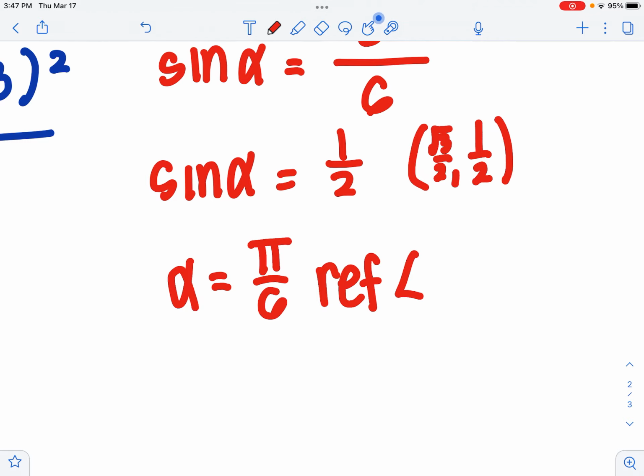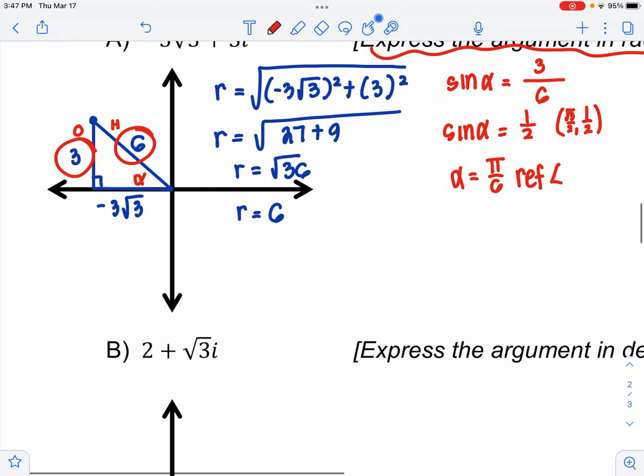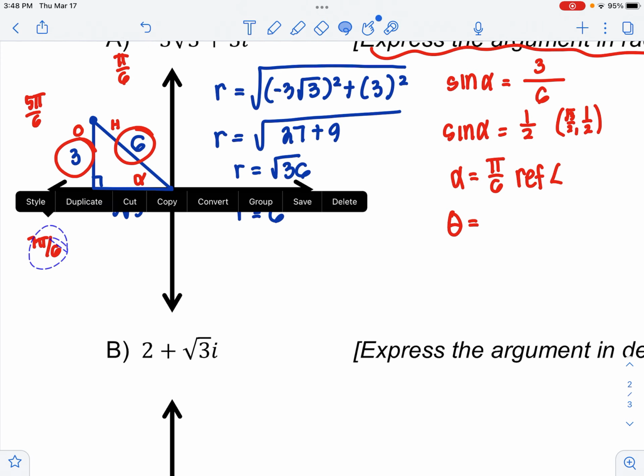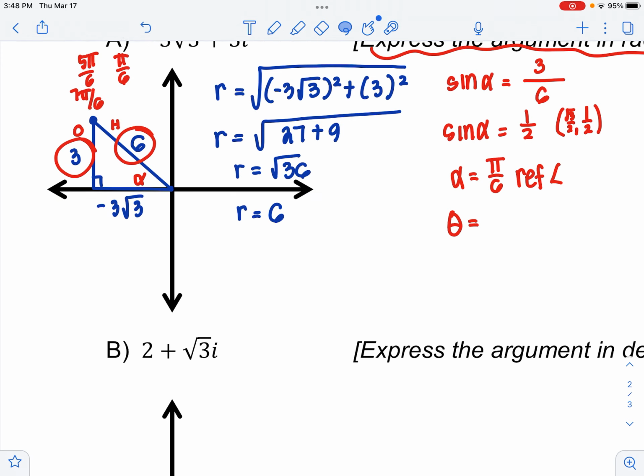I'm not in the first quadrant, right? If you look, I'm in the second quadrant. So this will help me find theta, but theta is my pi over 6 in my second quadrant. If you remember your pi over 6 angles, they go pi over 6, 5 pi over 6, 7 pi over 6. I should put them where they are, so let me redo that. We have pi over 6, and then 5 pi over 6, 7 pi over 6, and 11 pi over 6. I should write them how they look in the quadrants. Since we're in the second quadrant, it's 5 pi over 6.